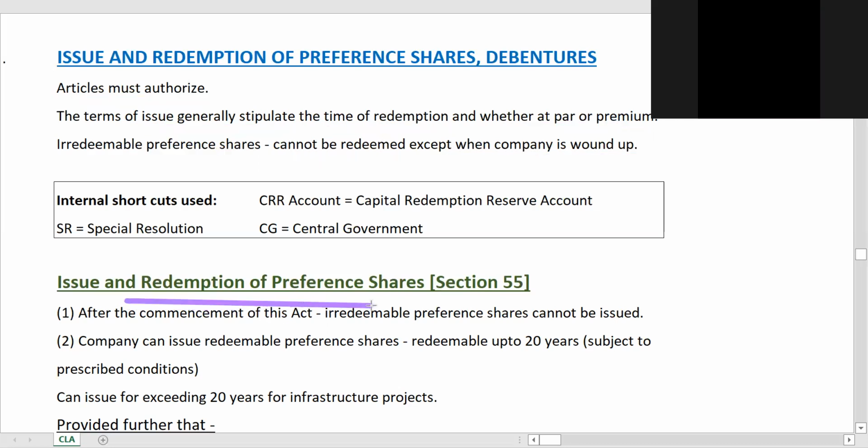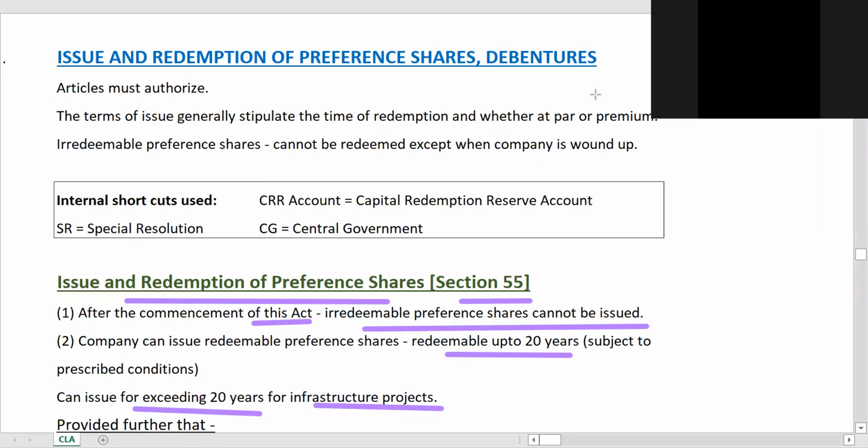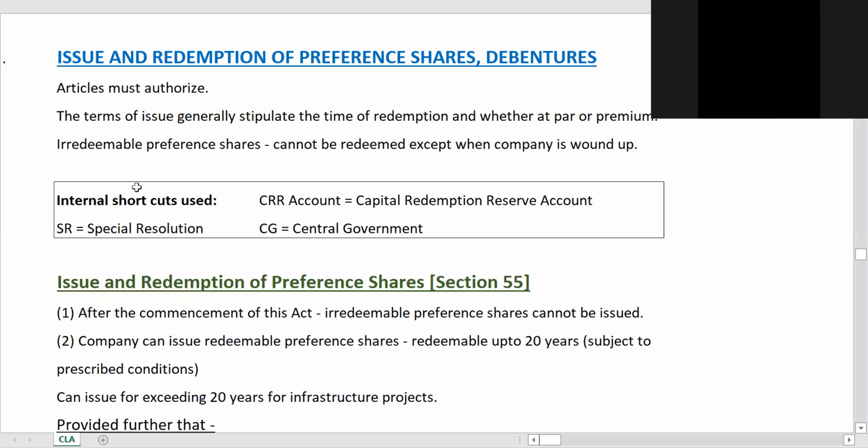First thing now is we'll just see the conditions of issue and redemption. So currently irredeemable preference shares cannot be issued. You can only issue redeemable preference shares, redeemable up to 20 years. Beyond 20 years redemption is not allowed now, after commencement of the Companies Act 2013. ठीक है, 2013 एक्ट के आने के बाद प्रेफरेंस शेयर्स आपको 20 साल के अंदर रिडीम करना होता है. ओके, एंड इसमें एक एक्सेप्शन है. You can issue with redemption exceeding 20 years for infrastructure projects. ठीक है, इंफ्रास्ट्रक्चर के जो प्रोजेक्ट्स होते हैं उसके लिए यू कैन रिडीम अप टू 30 years.